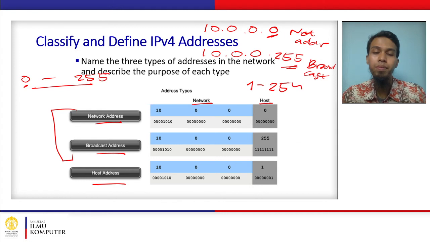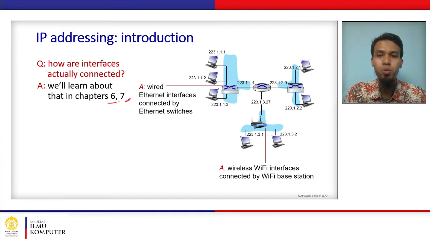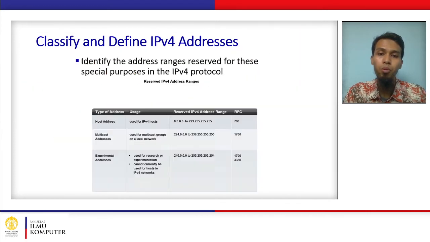And remember, when we say host, it doesn't necessarily mean only the host, the end system, but it can also be used for the router interface, because each interface of the router needs to be allocated an IP address. Right. So there are several ranges of IP addresses. The host addresses go from 0.0.0.0 to 223.255.255.255.